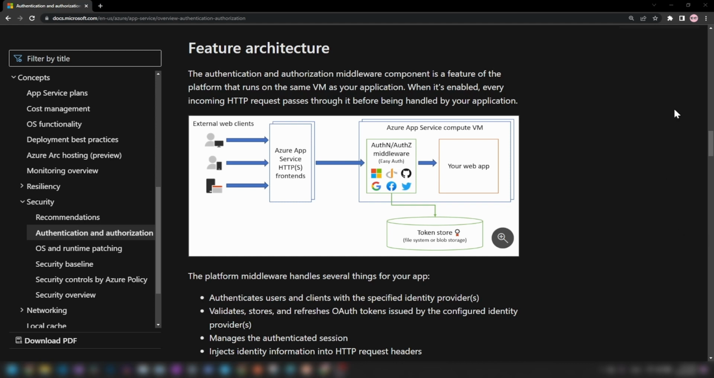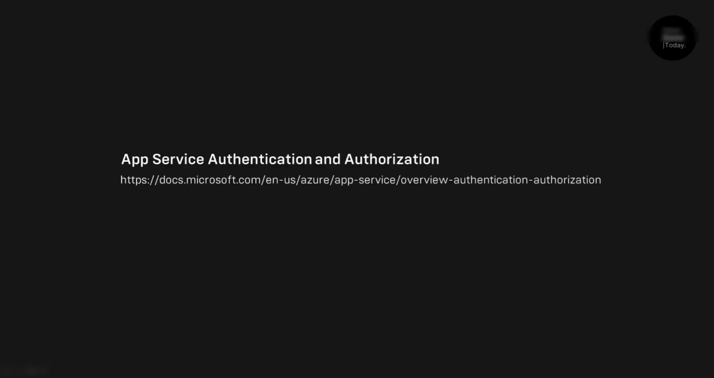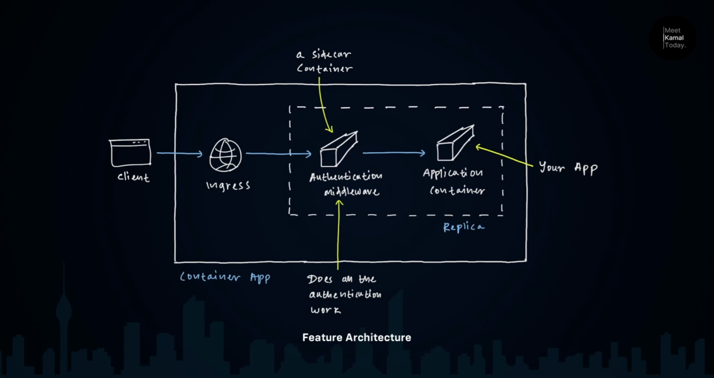And now if I go back into the feature architecture of container apps, you might have noticed this works in a very similar way to Azure App Services. We have the client, we have the ingress, and we have the replica, and we have the authentication middleware that does the authentication. But the only difference is that when it comes to app services, it was deployed in the same VM, maybe the same IIS instance as well as a separate application, but here we have this sidecar container running in the same replica. And this is a really interesting use of sidecar containers as well.